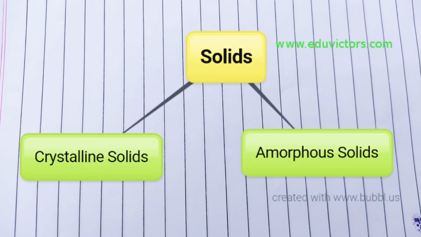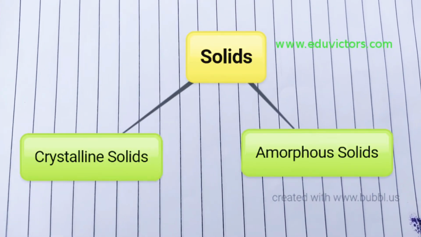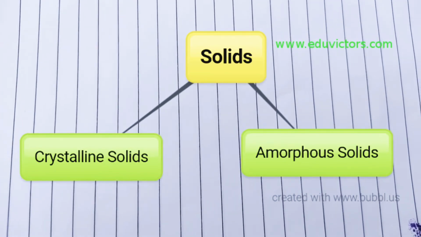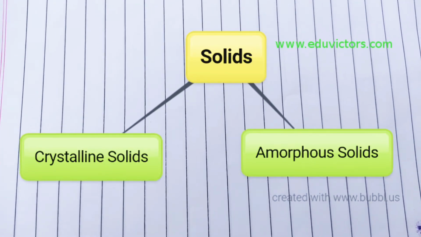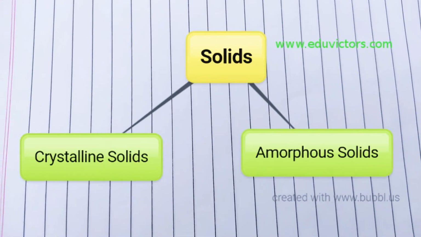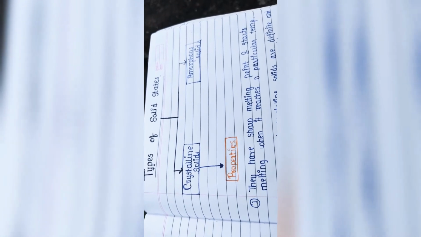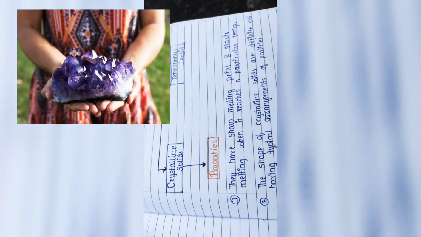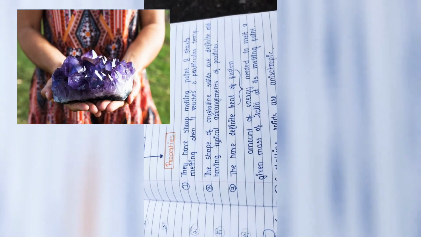Let's move to the types of solid state. Based on the arrangements of constituent particles, solids are classified into two states, that is crystalline state and amorphous state. So first we will see crystalline state. The solid states are classified into two types, that is crystalline solid and the amorphous solid. So first we will see the properties of crystalline solid.